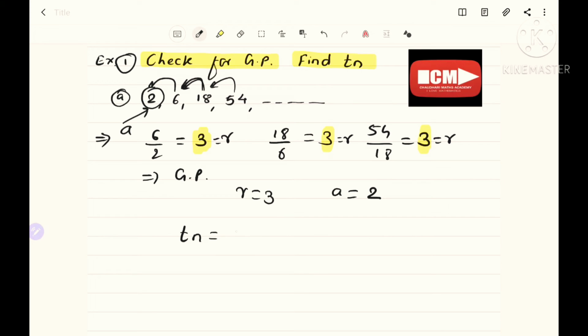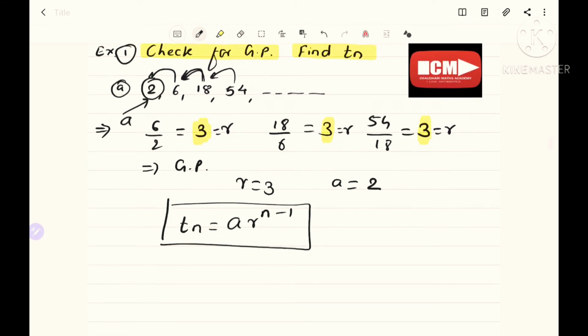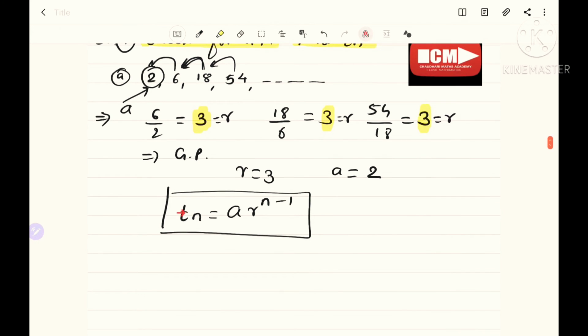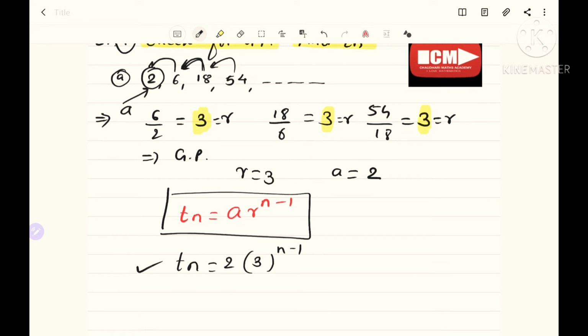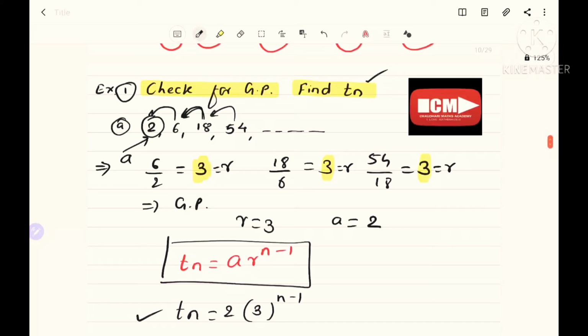The formula for Tn is AR raised to n minus 1. I hope you are able to recall this formula. Tn is equal to AR raised to n minus 1. Now if it is in GP, they also want the Tn. So substitute: the value of A is 2, the value of R is 3, so 2 into 3 raised to n minus 1. That's all friends. This is the nth term of that geometric progression.